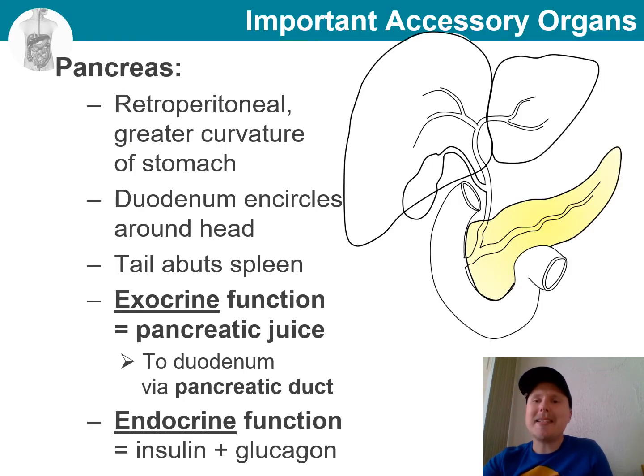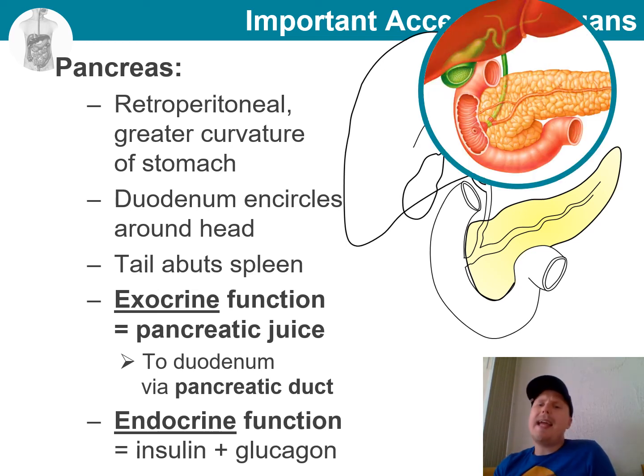Now, let's look at the pancreas. It is located mostly retroperitoneally, deep to the greater curvature of the stomach. The head of the pancreas is encircled by the duodenum, as we saw earlier. What is interesting about the pancreas is that it is one of the very few glands in the body that serve both exocrine and endocrine function.